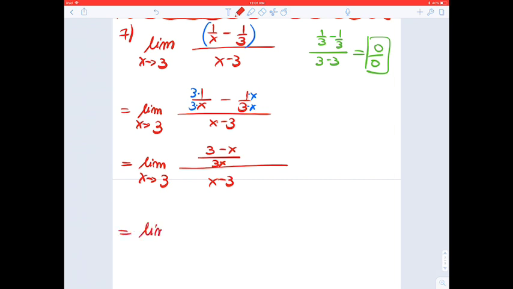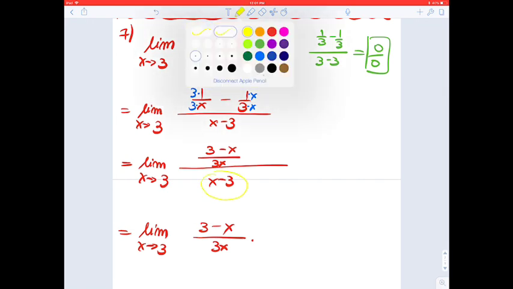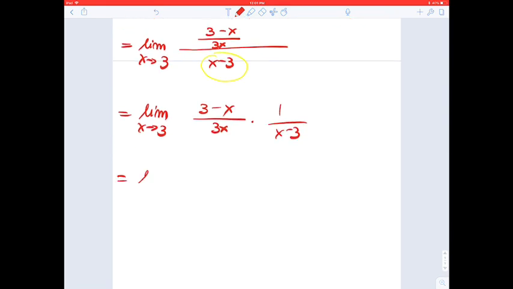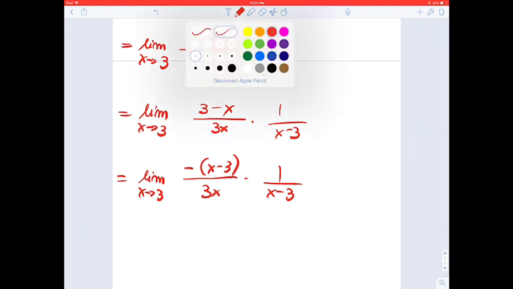Okay, let's see. We do have again 3 minus x over 3x, and dividing by a number, x minus 3, means multiply by the reciprocal. Okay, I almost see the common factor, but let's use a little bit of algebra, and I will factor out negative. Factoring out negative, I end up having x minus 3, exactly the same thing. Okay, that's my 0. The 0 is gone.